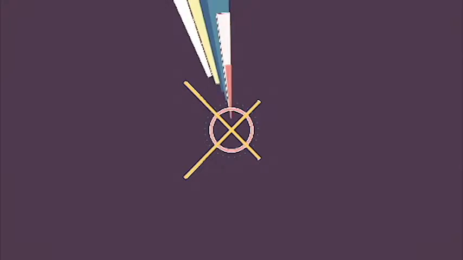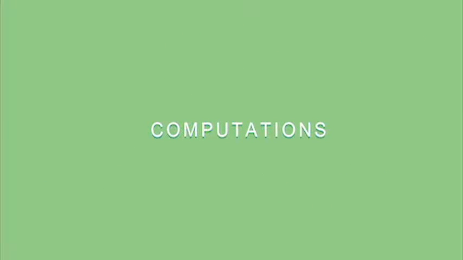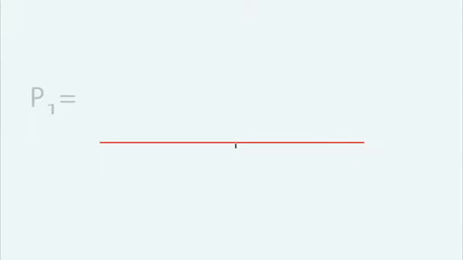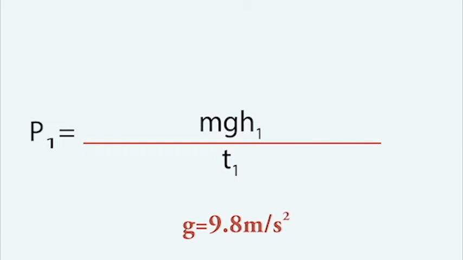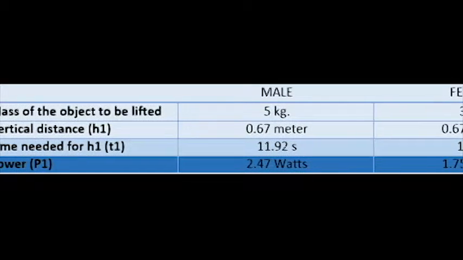That would be all for the introduction and the procedure. Now let's proceed to the computations. For trial 1, compute for the arm power using P sub 1 equals mgh sub 1 all over T sub 1. Use g equals 9.8 meters per second squared.